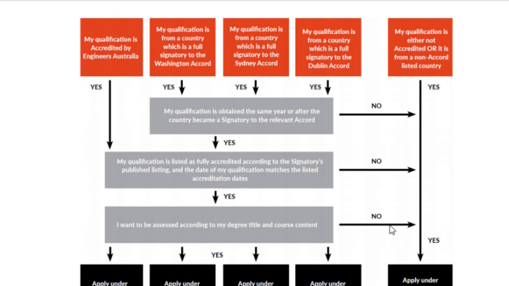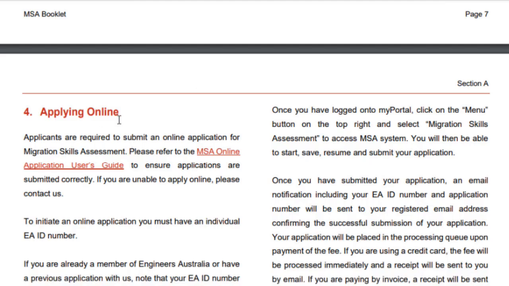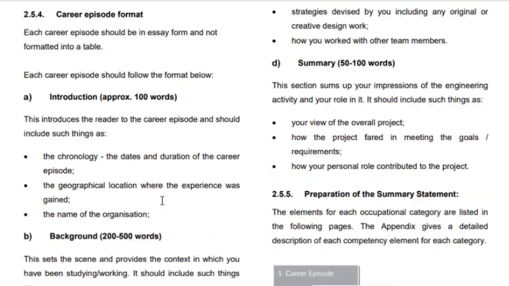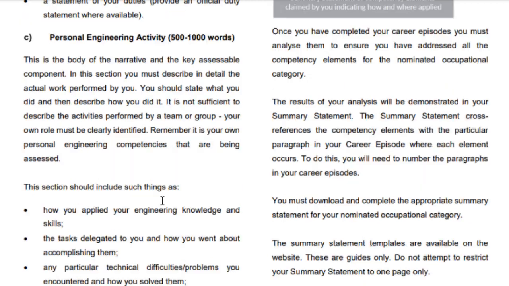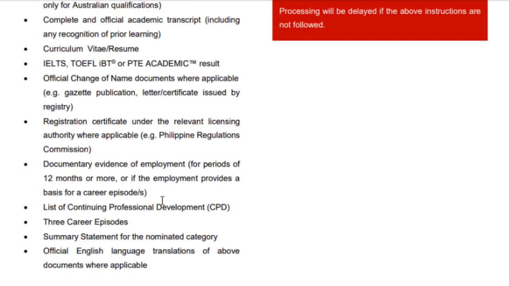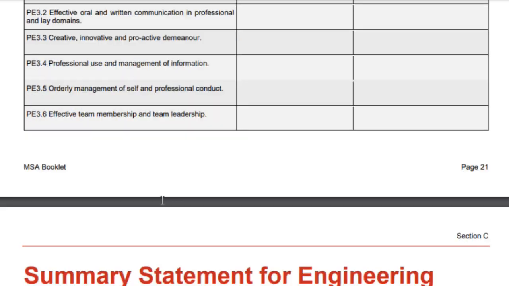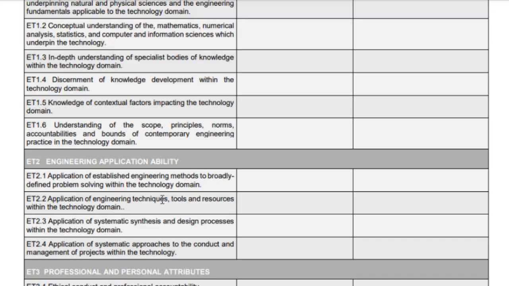If you have the answer as no to any of these questions, then you will have to apply under the CDR, that is, competency demonstration report pathway. Here they have also given how you can apply online for doing the skill assessment. Down here they have given the information about how you can write the career episodes, and how you can prepare your skill assessment application basically. So you can go through each and every line of this particular document, then you will come to understand how you can prepare your application for the skill assessment.